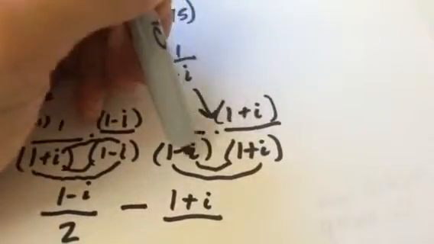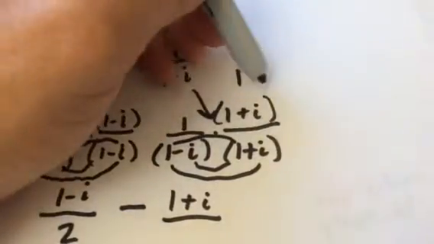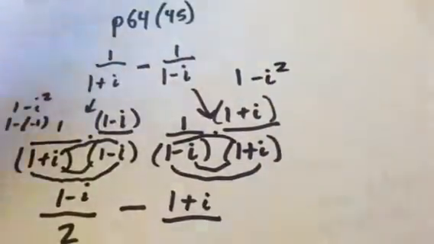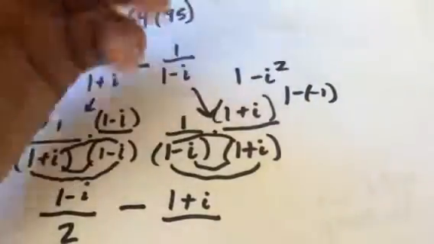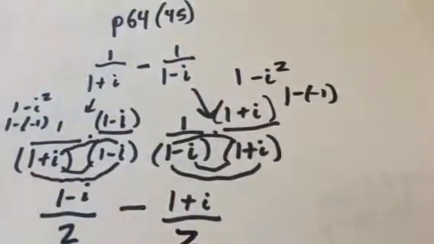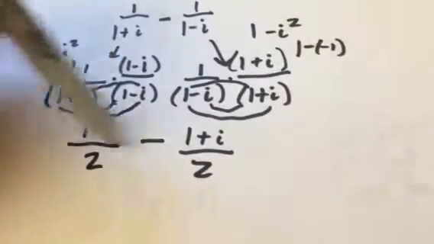And then let's resolve this. Middle term drops out. 1 times 1 is 1. Negative i times negative i is negative i squared, which is the same as negative 1. So 1 minus negative 1, which is 1 plus 1, 2. So once I've done that, they actually end up with the same denominator.